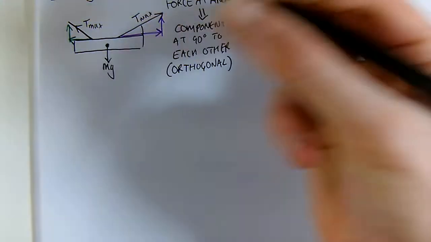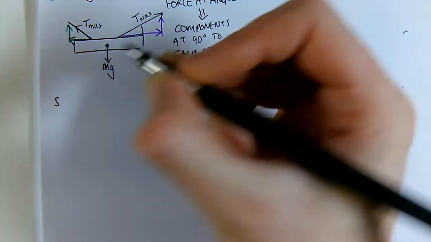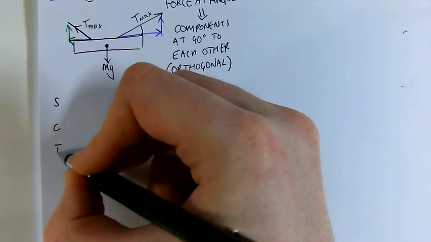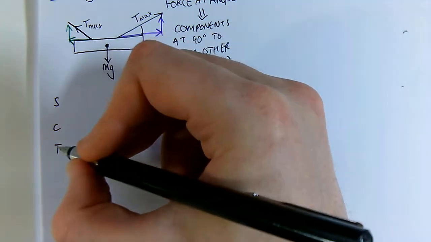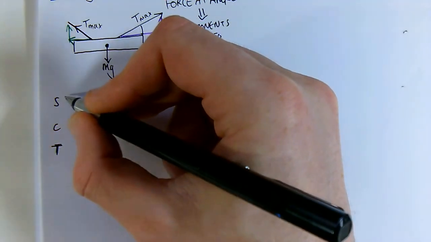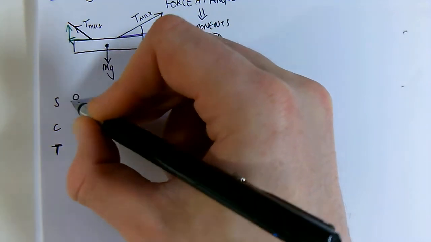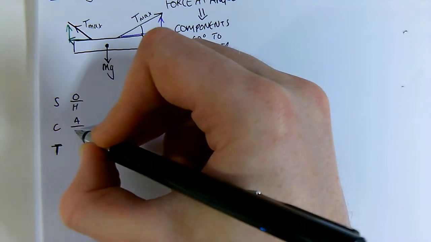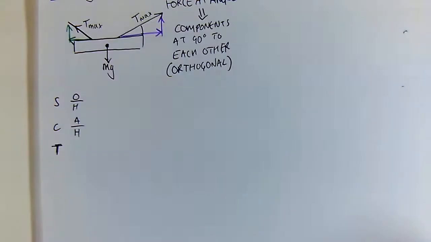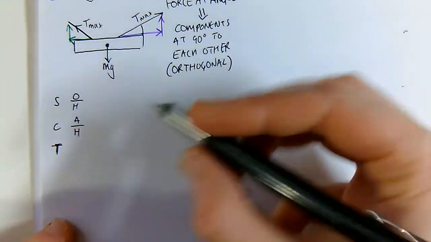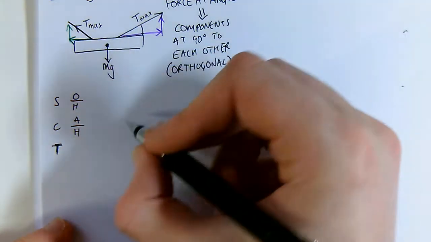trigonometric functions, i.e. you need to be familiar with sine, cosine and tangent functions. And for resolving forces, we are interested in the sine, which is the ratio of the opposite over the hypotenuse, and the cosine, which is the ratio of the adjacent over the hypotenuse. Let's take an example of this.